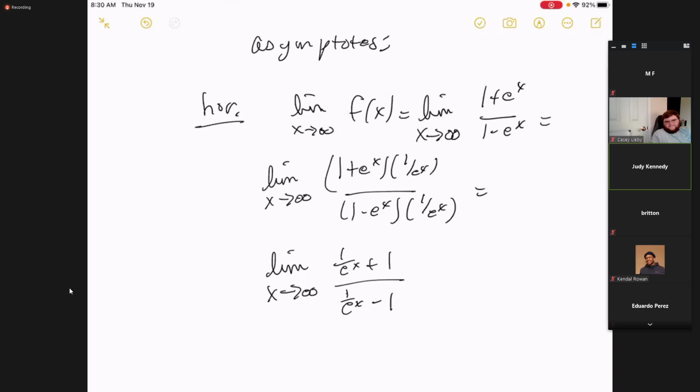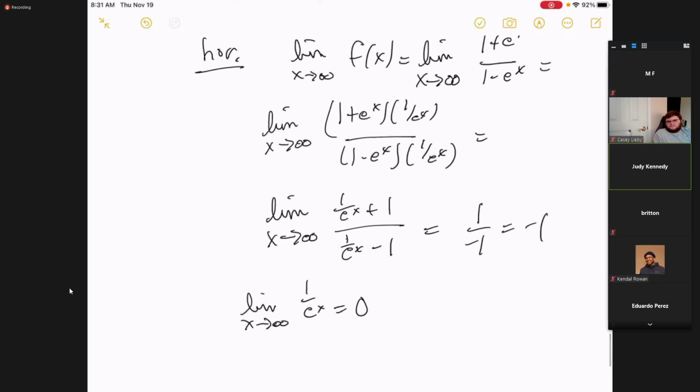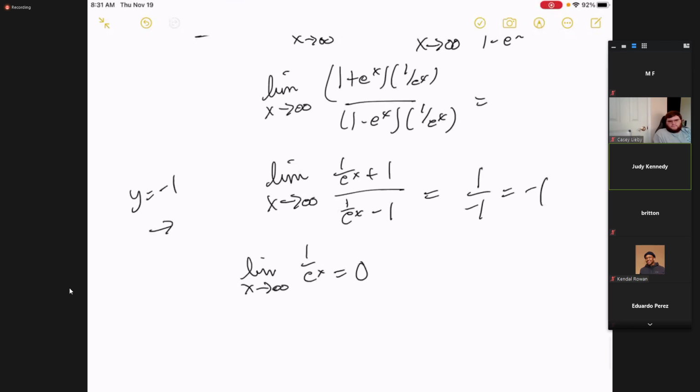Well, I know that the limit as x goes to infinity of 1 over e to the x is 0. As x goes to infinity, e to the x goes to infinity, and we talked about it, it goes to infinity fast, okay? So you're looking at 1 over large numbers. Those are small positive numbers. The limit's 0. So that means this limit is 1 over minus 1, which is minus 1. And so, yeah, y equals minus 1, and that's in the positive direction. That's a horizontal asymptote.